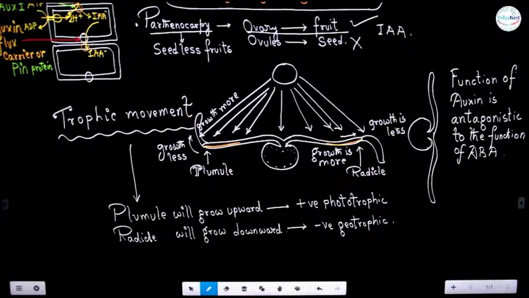So after this, let us move on to the gibberellin. Gibberellin is another hormone which is very important. Like auxin, which we have seen is a plant growth promoter, gibberellin is also a plant growth promoter which is responsible for growth of the plant, but not in the same way the auxin does. So let us move on with the gibberellin.